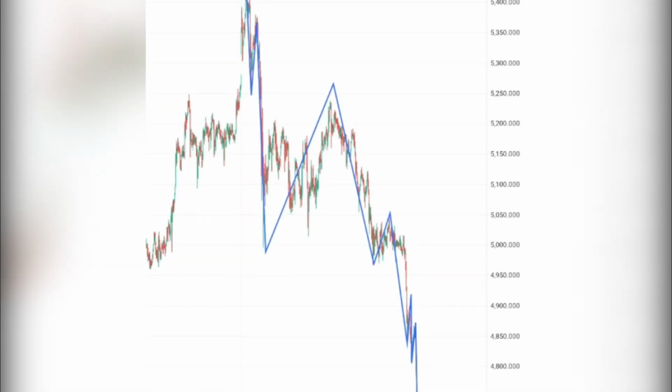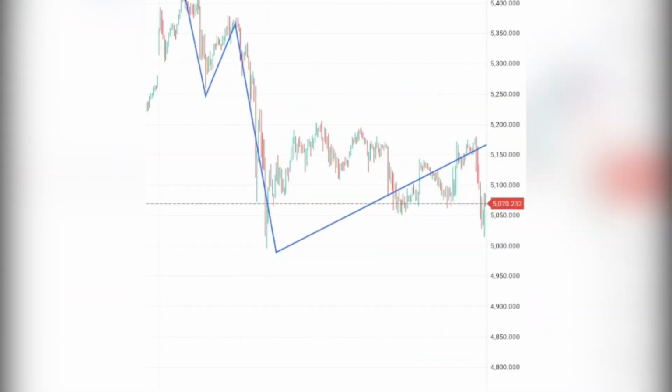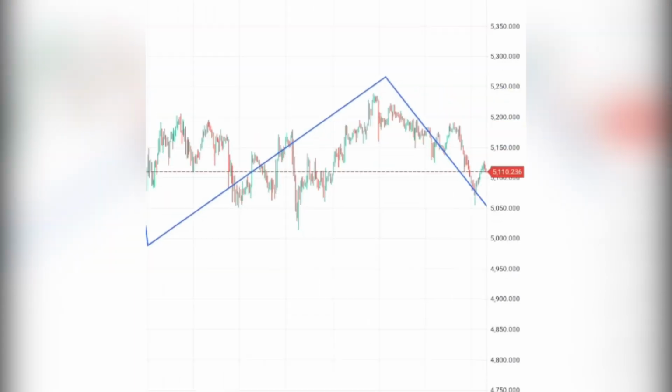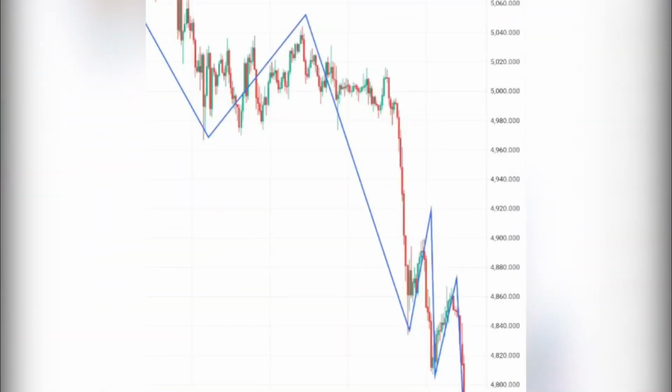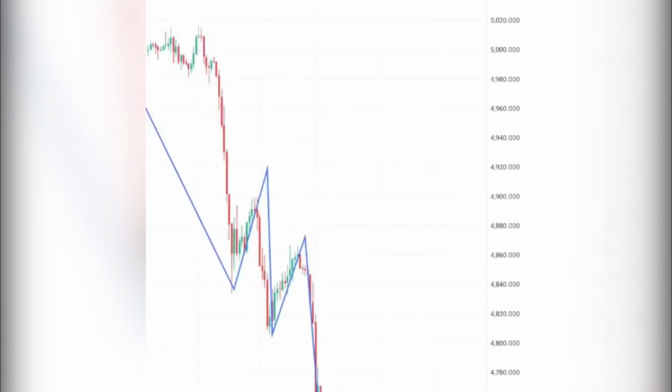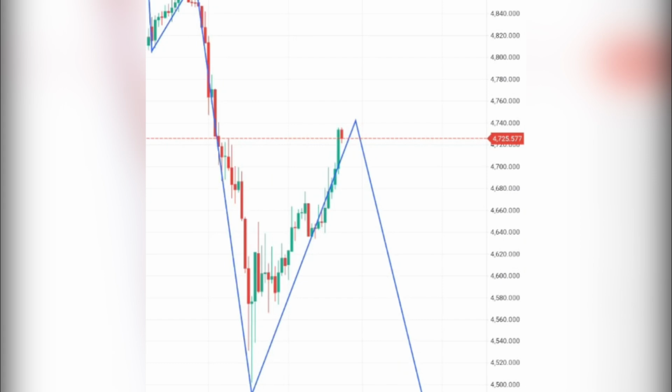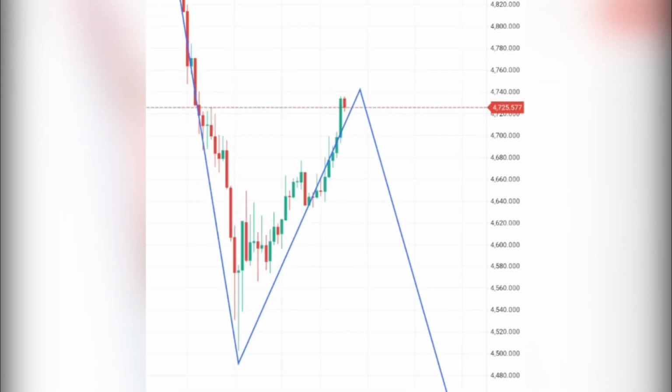Here we are in the gold chart. If you look at the structure, you can see the market was in a bearish structure. Gold is clearly making lower highs and lower lows, and again lower highs and lower lows, doing the same thing.